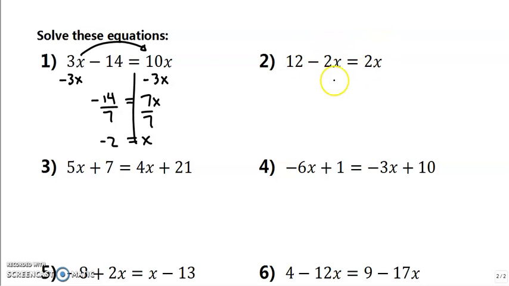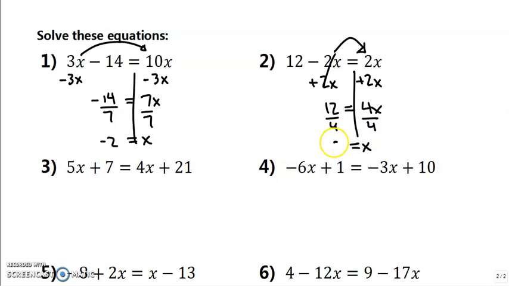You want to move all your variables to one side of the equal sign, and it doesn't matter. I could move the positive 2x to the left or the negative 2x to the right. I'm going to move the negative 2x because when I do this, I end up with a positive value for my variables, and everyone likes working with positive numbers. Solving this then, I'd get x equals 3.